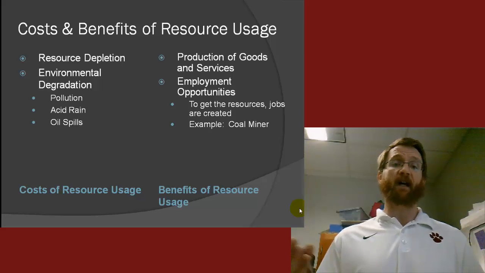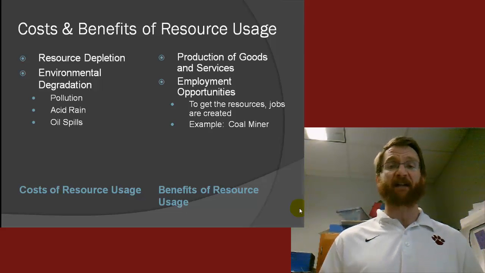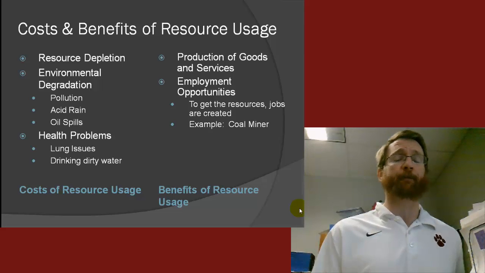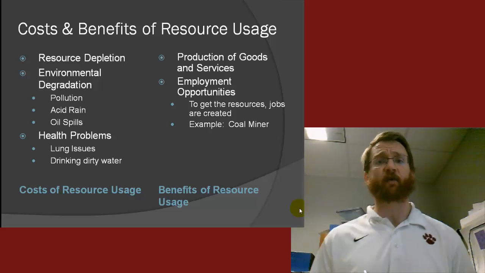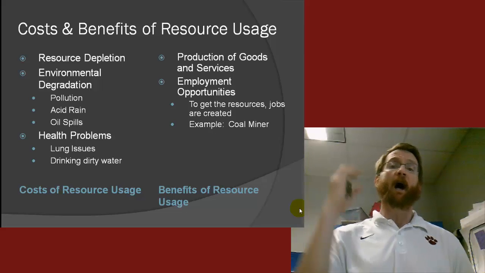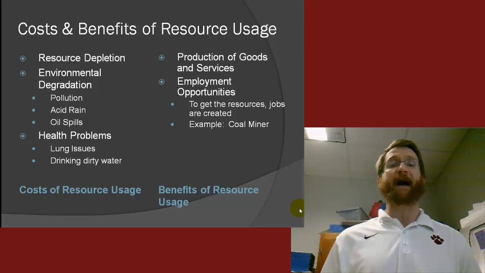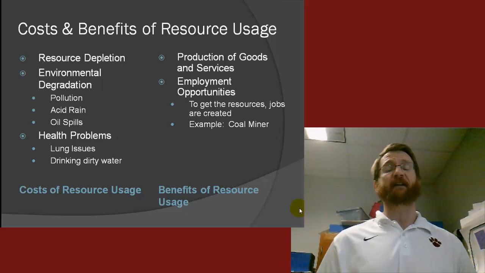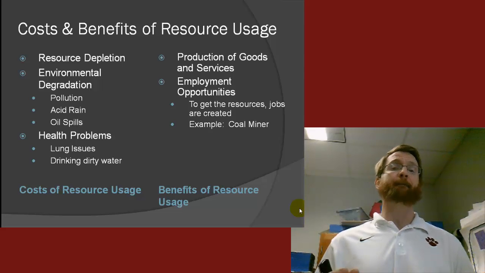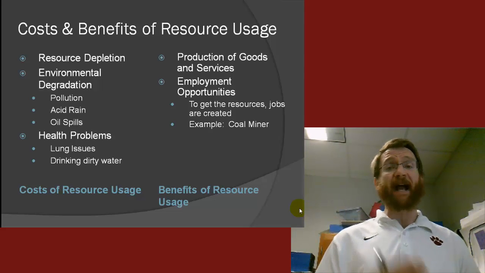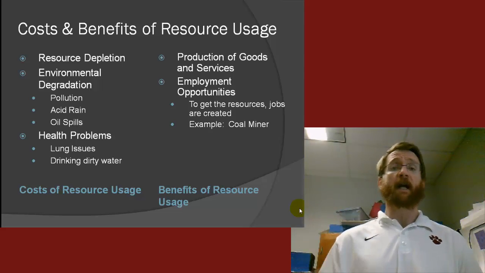The negative, again, is that you get pollution, acid rain, and oil spills. More negative: you can often get health problems from using resources. Coal is the number one example of health problems. You get lung issues, black lung. Often, if the pipeline bursts, for example, it could affect our drinking water. It could cause other issues if natural gas is spilled in our county.